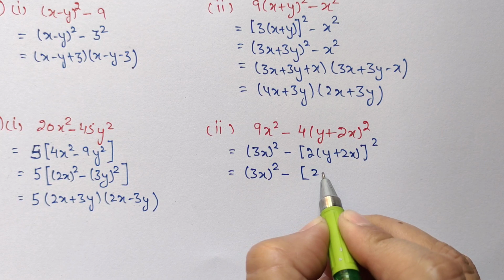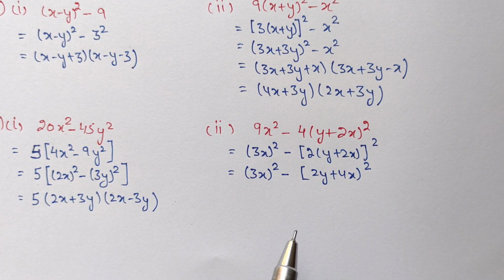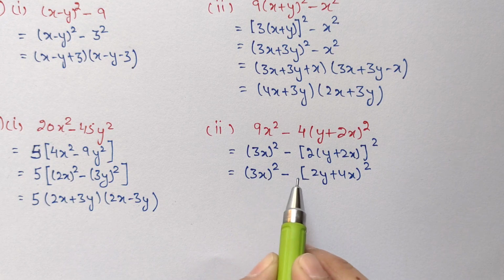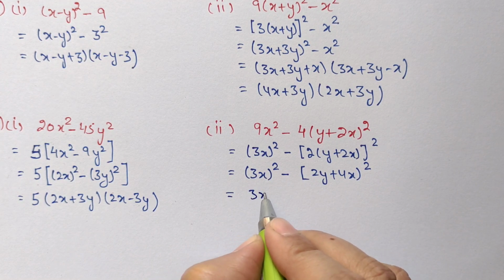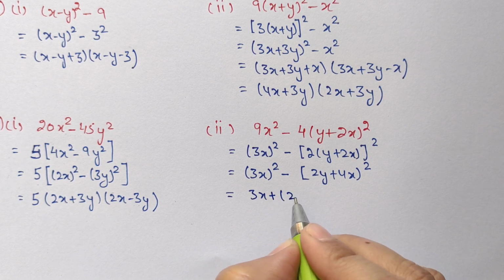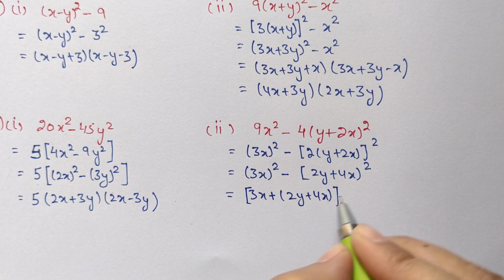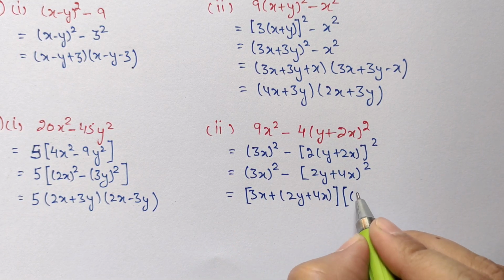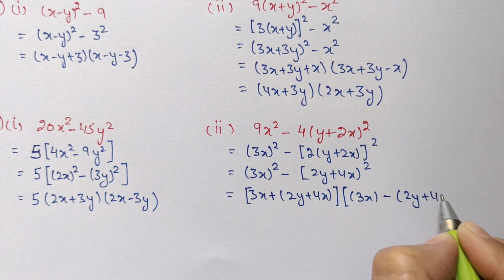It will become (2y + 4x) whole square. Now we will use the identity a square minus b square, which is (a + b)(a - b). So (3x + 2y + 4x) is the first bracket. Then (3x - (2y + 4x)).